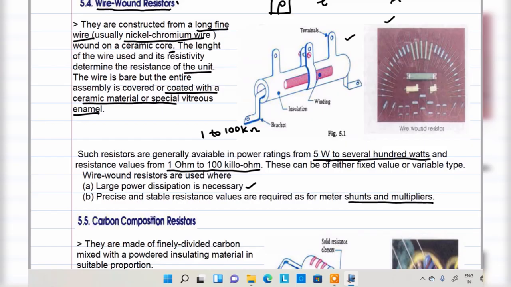What is meant by shunt? Already mentioned, shunt is nothing but parallel. You want to connect in parallel, that is a shunt, and multipliers. In those cases we use this wire wound resistor. In measuring instruments, to extend the range of an ammeter and a voltmeter, you use shunts and multipliers. I will explain in Unit 5, Instrumentation, one of the chapters we have, where we will discuss in detail. For now it is enough for the wire wound resistor.